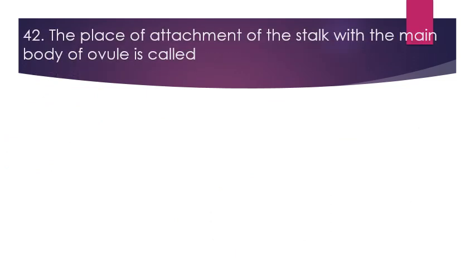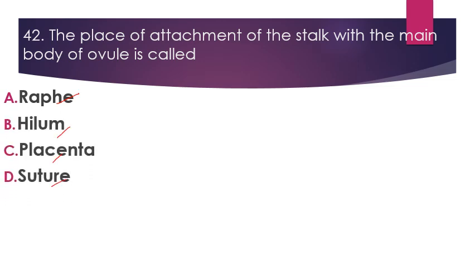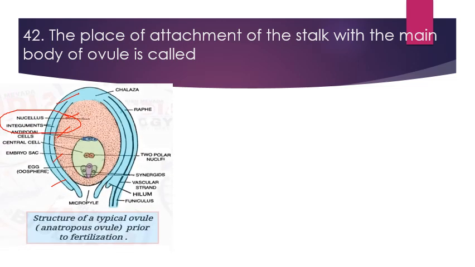The next question is: the place of attachment of stalk with the main body of ovule is called? Our options are raphe, hilum, placenta, or suture. So the right answer is hilum. Hilum is the structure where the funiculus joins the main body of the ovule.